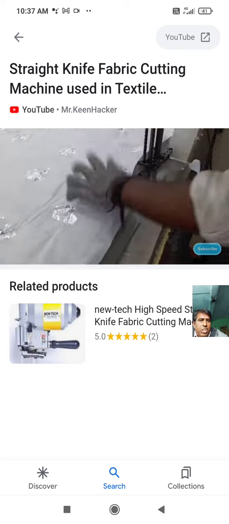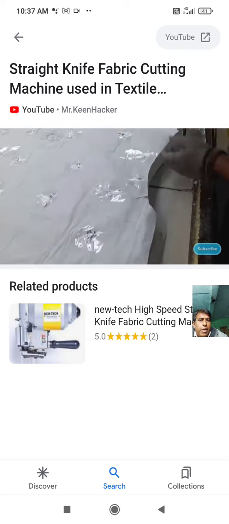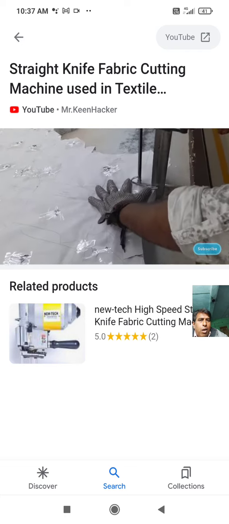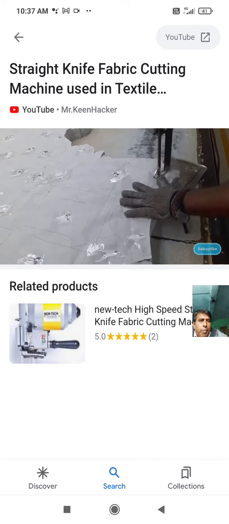This is known as precision cutting. Pattern marks, marking pattern are already done and they are cutting according to the marking.